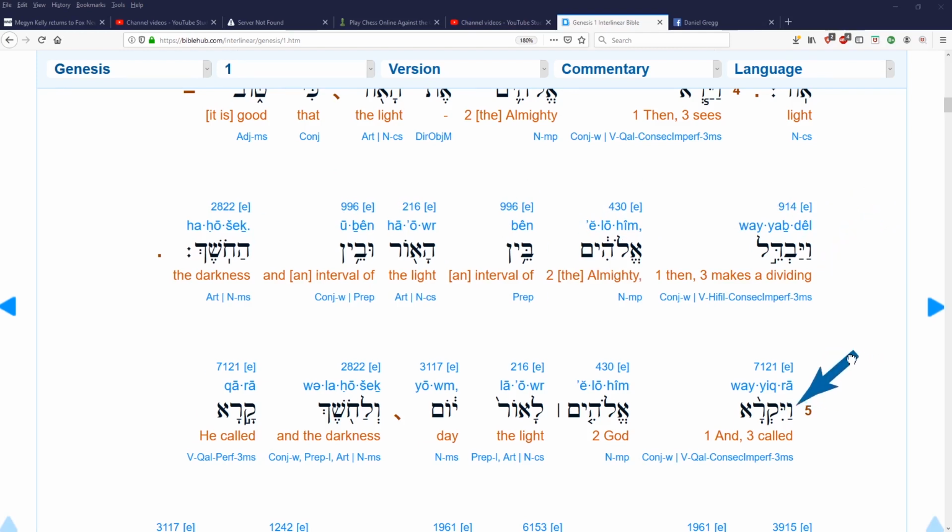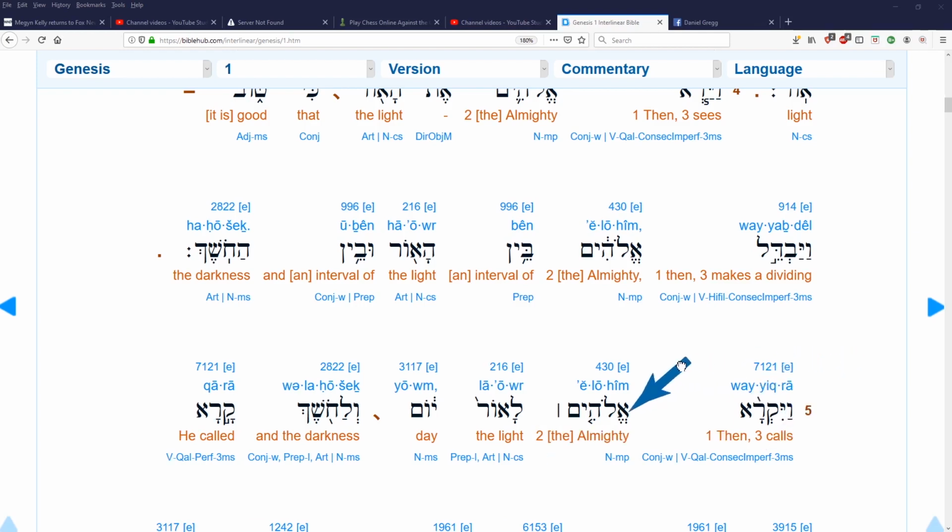Vayikra, here we have another wav consecutive and another imperfect. Vayikra Elohim. Then the Almighty calls. La'or, the light. Preposition, definite article represented by the vowel. La'or, actually the he and ha contracts, leaving its vowel. La'or. So the light is proper. This lamed here is not translated, and probably correctly so. It's probably just marking the direct object, so we'll interpret it the same way. So there's nothing to do here.